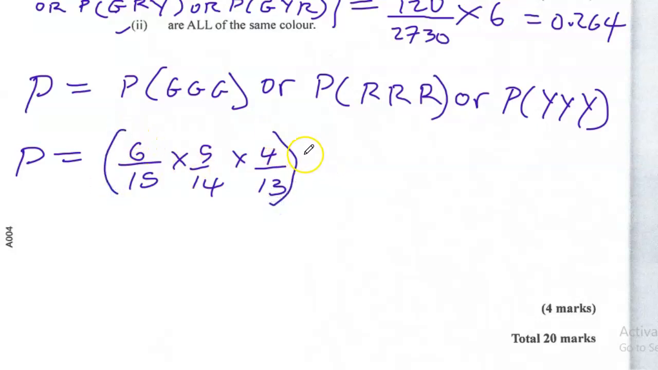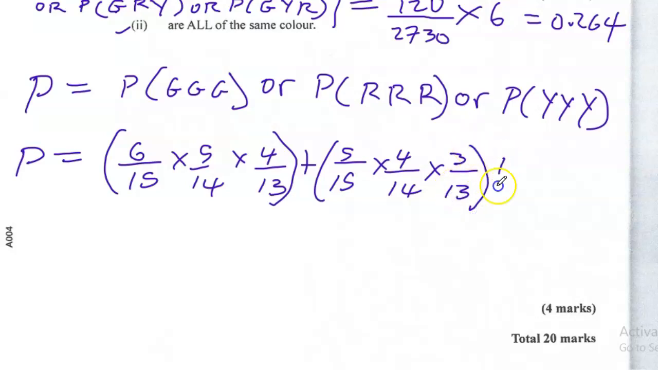Plus, remember how many reds were there now? 5 reds. So 5 over 15 on the first. Probability on the second will be 4 over 14 since 1 came out. And for the final, 2 came out already, so 3 over 13. Plus the yellow. How many yellows were there now? 4 yellows. So 4 over 15 times 3 over 14, times 2 over 13.